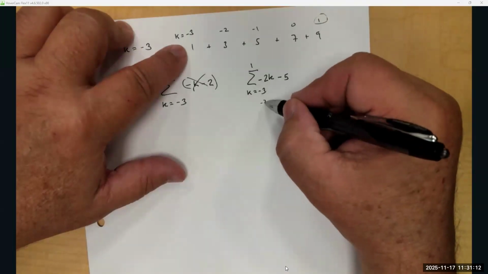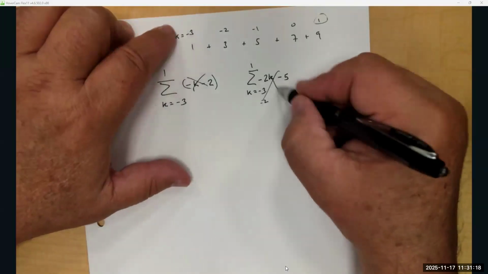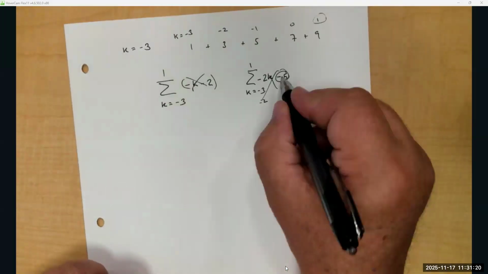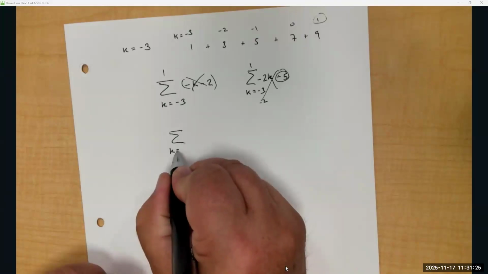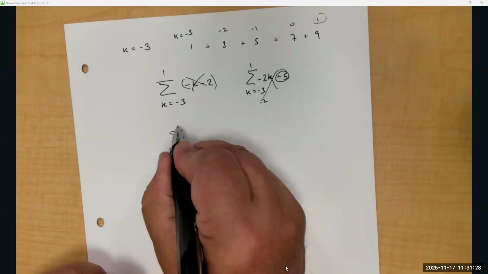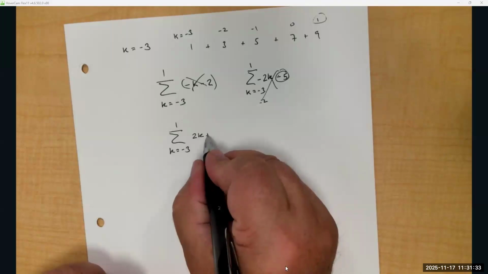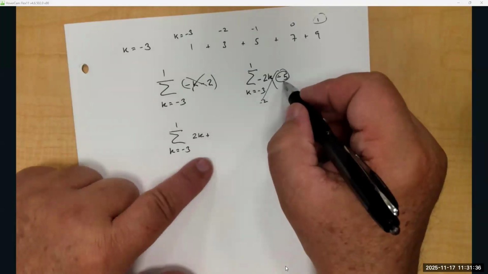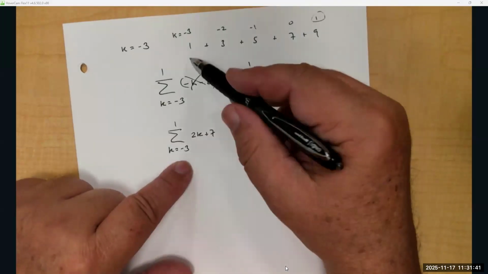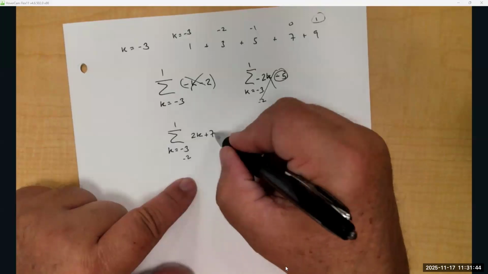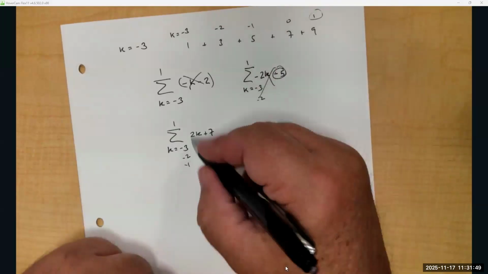The next one is negative 2. Negative 4 minus 5 is negative, wrong way. That one won't work. So that one's going the wrong direction. So I have to do plus. If I add 7, negative 6 plus 7 is 1. Negative 4 plus 7 is 3. Negative 2 plus 7, and so on.